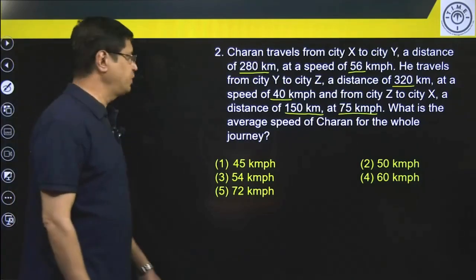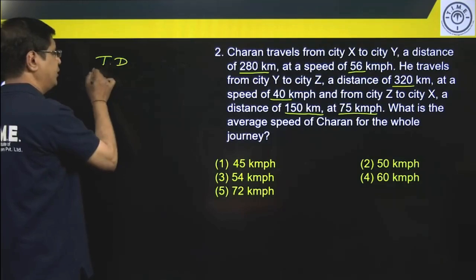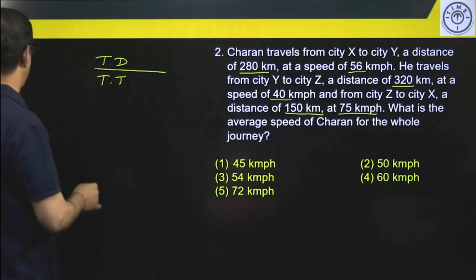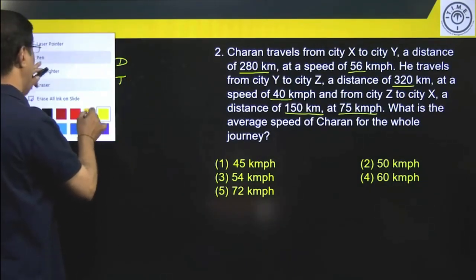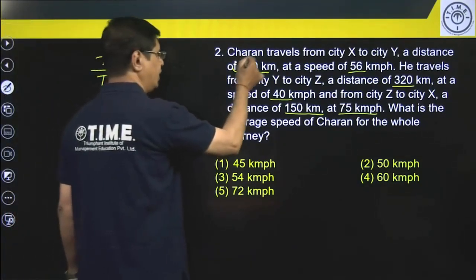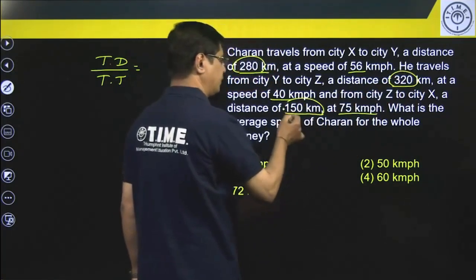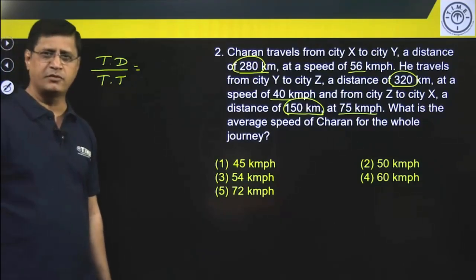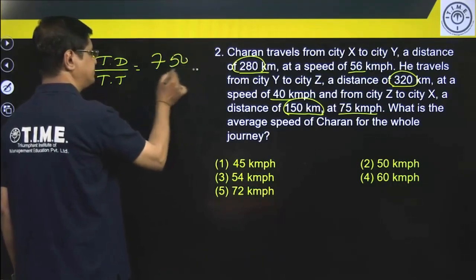Now, what does average speed mean? Average speed is equal to total distance by total time. Total distance by total time is the formula to find the average speed. Here, average speed is equal to total distance. What is the total distance? 280 plus 320 plus 150. 280 plus 320 is 600. 600 plus 150 is 750. Total distance is 750.